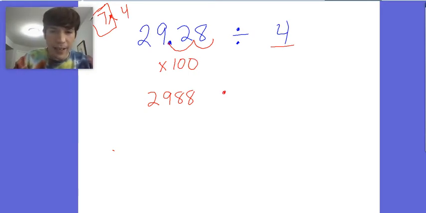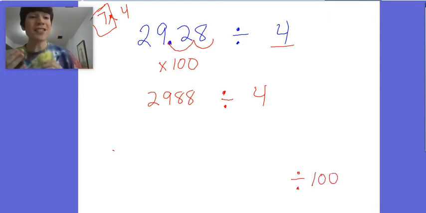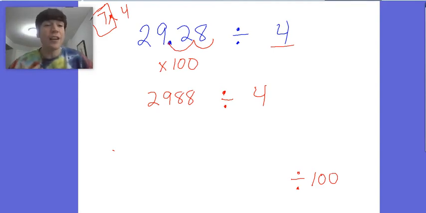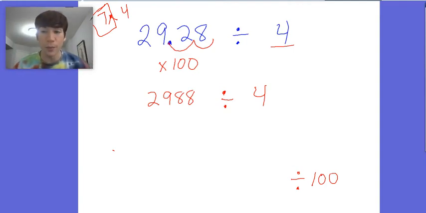So in this case, just like I did before, I'm going to divide. And then when I get my final answer, because my answer is 100 times bigger, I'm going to divide by 100. So this strategy, this idea of multiplying by tens, hundreds, and thousands and dividing by tens, hundreds, and thousands can make multiplying and dividing decimals really super easy.